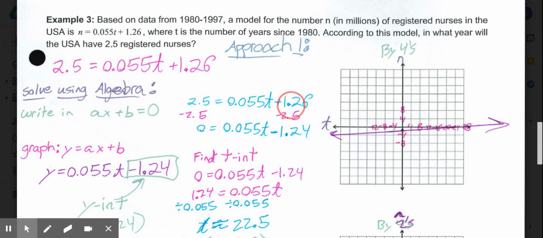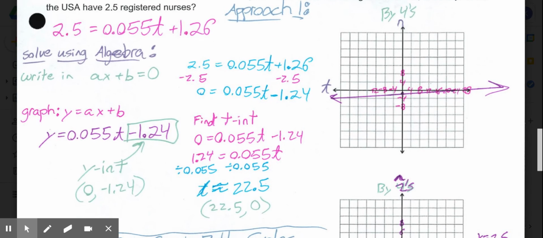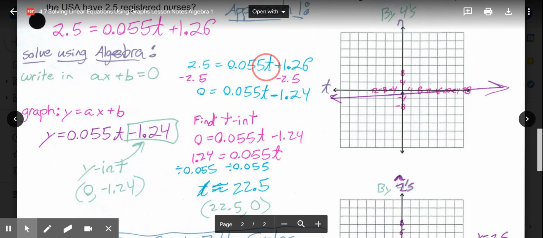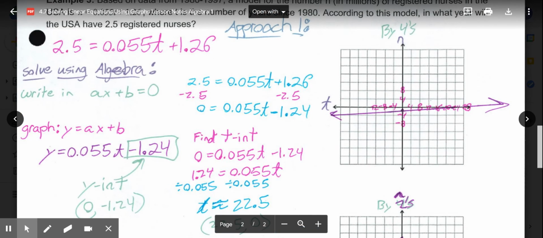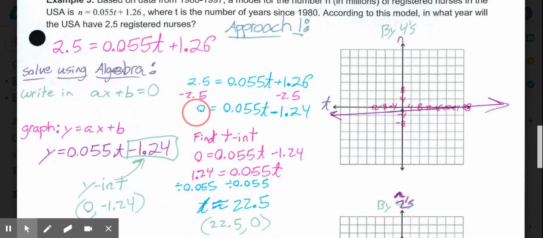So we're going to first get rid of, oh, sorry, I lied. I'm solving for t down below. First, I need to rewrite this in ax plus b equals 0. So my apologies. In order to solve for t, we first need to write it into the ax plus b equals 0. So I want to get 0 where 2.5 is. So I'm going to subtract 2.5 from each side, and 0 equals 0.055t minus 1.24.